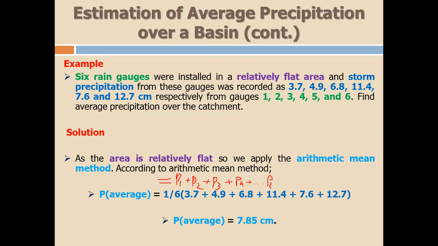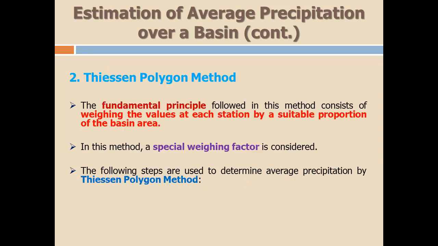So how much are the total? 6. So bracket these values and divide by 6. So P average is calculated as 1 by 6 into all the values, putting all the P values, P1, P2, up to P6. So summing up the values and dividing by 6, we will get 7.85 centimeter.